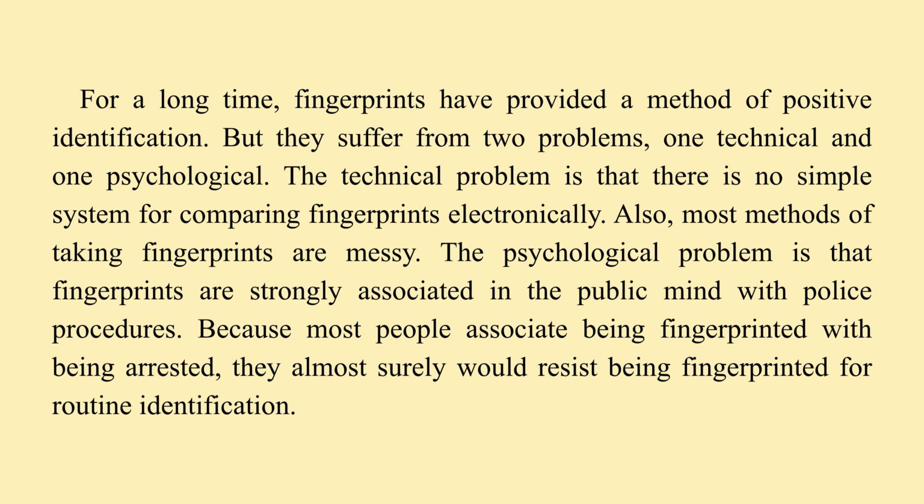For a long time, fingerprints have provided a method of positive identification, but they suffer from two problems, one technical and one psychological. The technical problem is that there is no simple system for comparing fingerprints electronically. Also, most methods of taking fingerprints are messy. The psychological problem is that fingerprints are strongly associated in the public mind with police procedures. Because most people associate being fingerprinted with being arrested, they almost surely would resist being fingerprinted for routine identification.